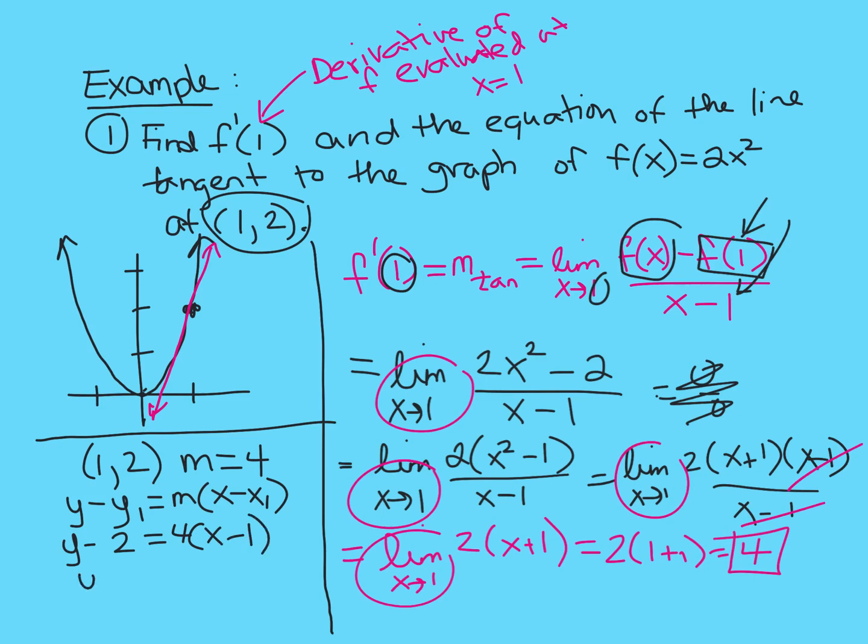If you want to simplify this out to get it in slope-intercept form, you can. I like to simplify it out. When you do that, you should get y equals 4x minus 2. And again, if you want to extend your tangent line and make sure that 4x minus 2 seems reasonable for your tangent line, you can do that. It is a reasonable tangent line. It does appear to fit onto the graph just fine.